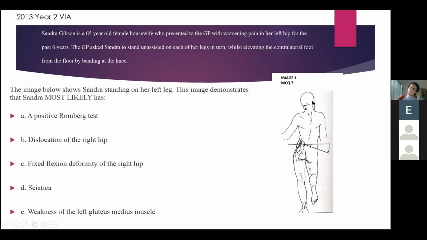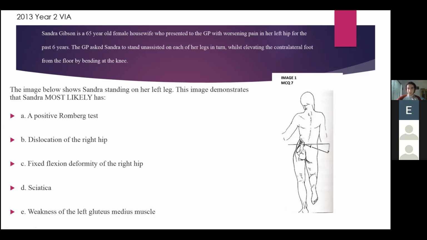Sure. So it's weakness of the gluteus medius. Which test is this? Is it Romberg? Close.